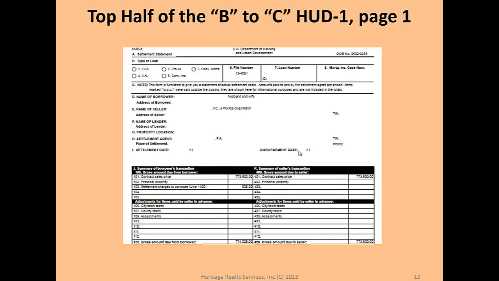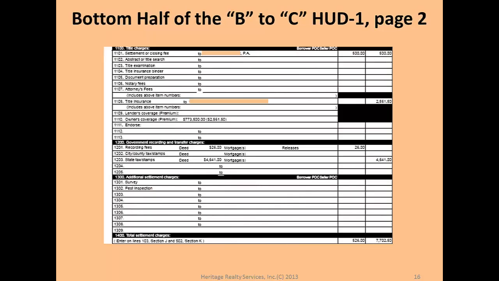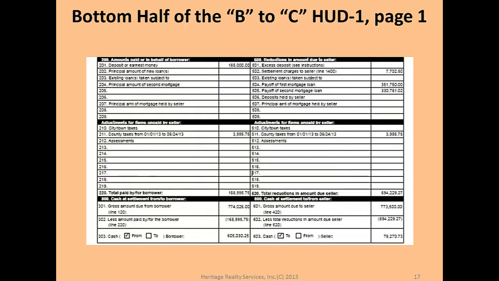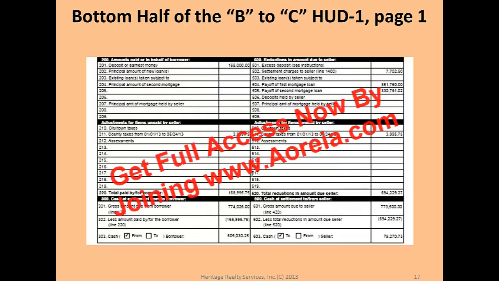This is the top half. Again, I've taken off the end buyers, the closing agent, and so on and so forth. So here's the second half of the second page of the B to C transaction. Now what we're looking at is the bottom half of the first page of the HUD. Now this is the final closing. This is where everything comes together.